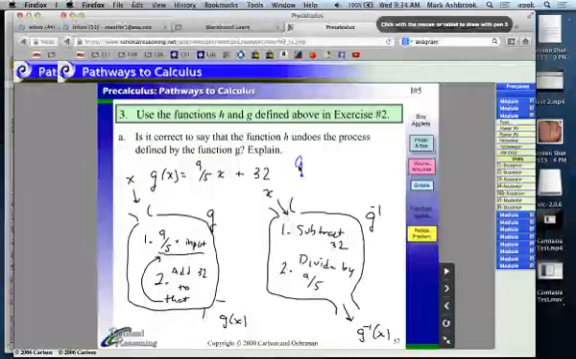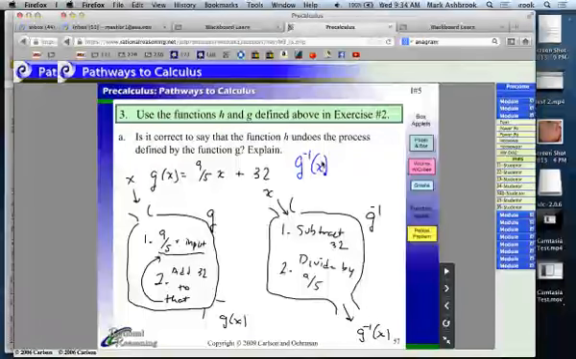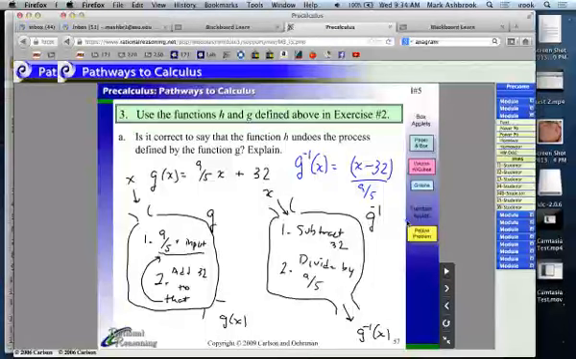So G inverse of x. What do you do first? Subtract 32. Then what do you do? Divide by 9/5. G of F of H. So by thinking about the process, the set of instructions that the original function does, and coming up with the reverse set of instructions, okay, good practice. Let's do it.